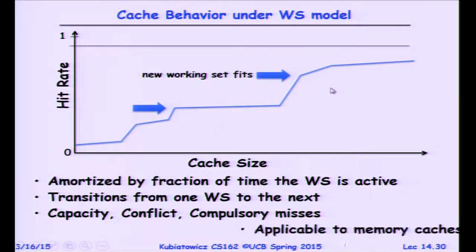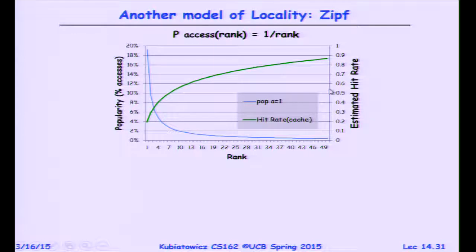There is another model you've probably heard of, which is the Zipf model. I'm never quite sure how to pronounce it. It's actually somebody's last name. But this is a model you typically see in access patterns in web browsers and certain types of word frequency analysis. And what you see here is if you sort things by how frequently they're used, the probability of access falls off as 1 over the rank.